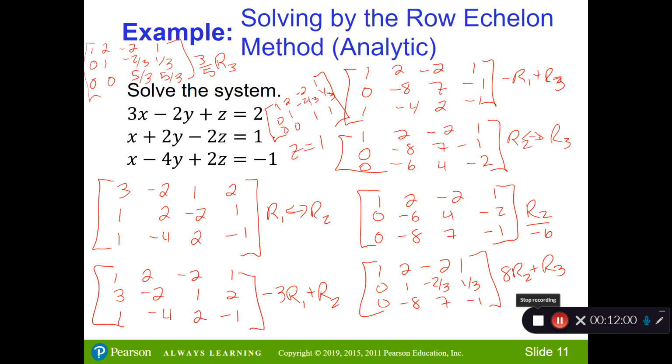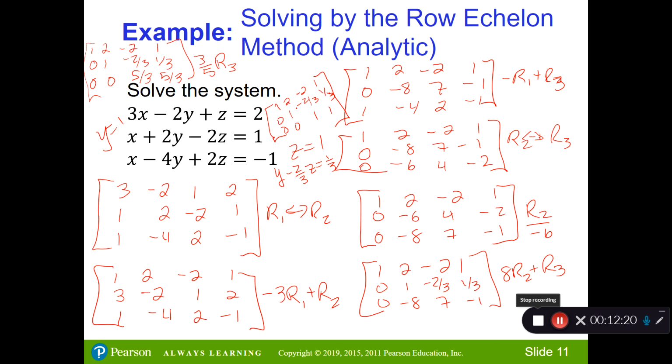Once I know z equals 1, I plug in here. This is saying 0x plus 1y minus 2/3 z equals 1/3. Well, if z is a 1, then this is just a -2/3. Added over here, we get 3/3. Y is also 1.